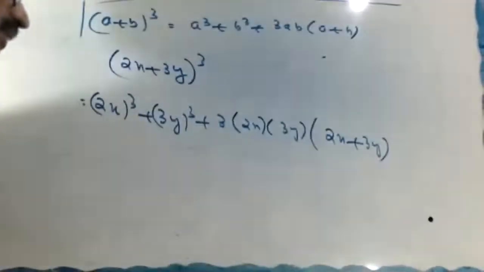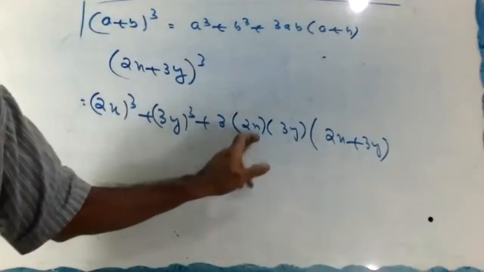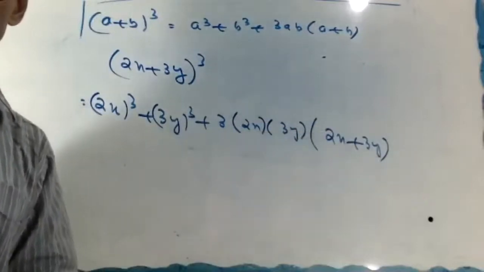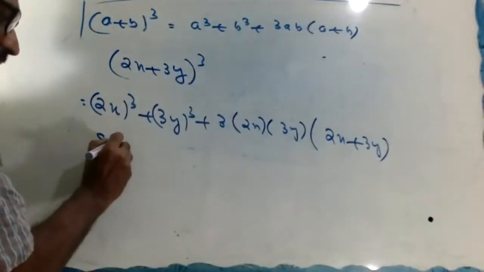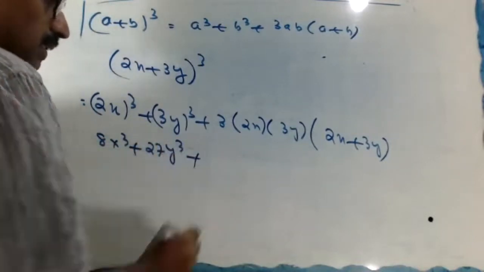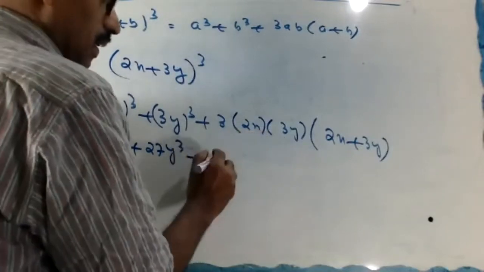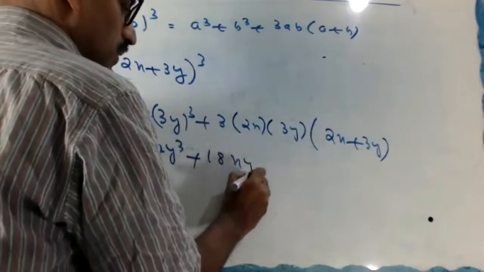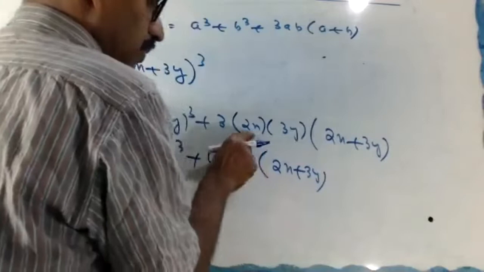Write like this. A cube plus b cube plus 3 into a into b into a plus b. Okay. Then 8x cube plus 27y cube plus 3 into 2, 6. 6 into 3, 18xy into 2x plus 3y. Correct or no? 6 into 3.